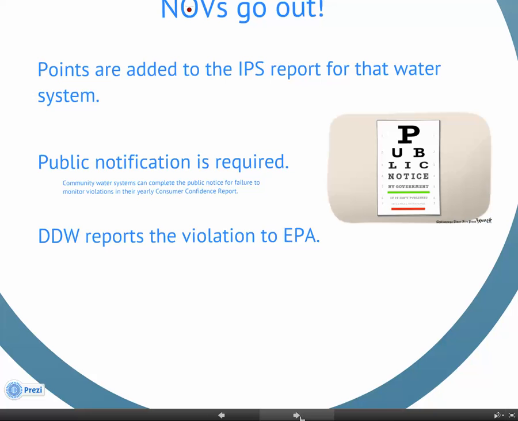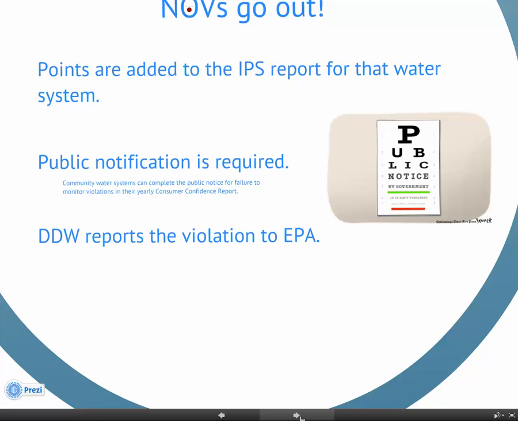If you rack up a bunch of violations, get a bunch of NOVs and get a lot of violations, you're running the risk of getting points that will throw your system over that threshold, which means you will get a not approved rating, and then you start down the pathway of enforcement, which is not a pathway that you want to be on. So keep in mind you do get IPS points when you get a notice of violation in the mail.